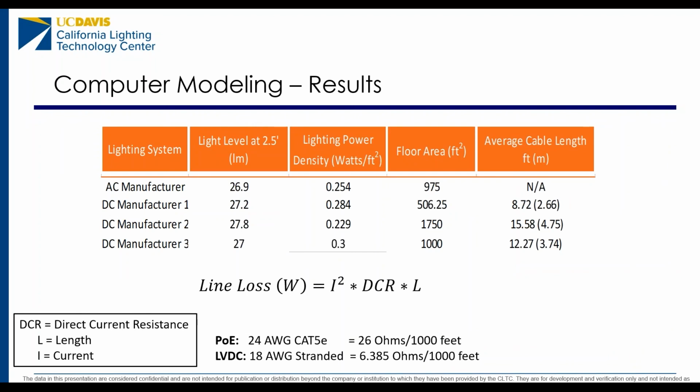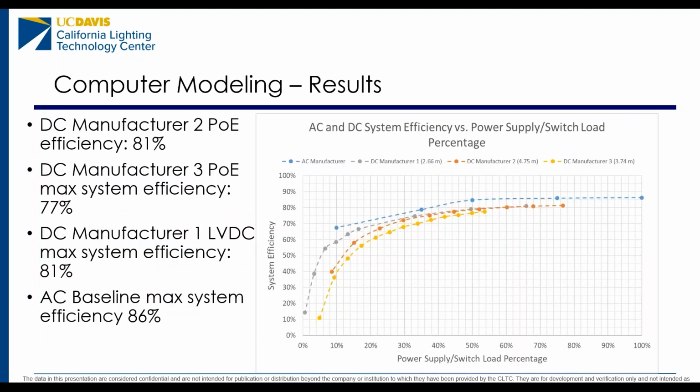This table shows the results of the computer modeling, and as you can see, the real-world cable lengths were significantly shorter than the worst-case scenario. Using these new cable lengths, we could calculate new line losses and then new system efficiencies for each system. And as you would expect, each system did perform better with the more realistic cable lengths as the line losses were less. However, each DC system was 5 to 9% less efficient than the AC system, even with this factored in.